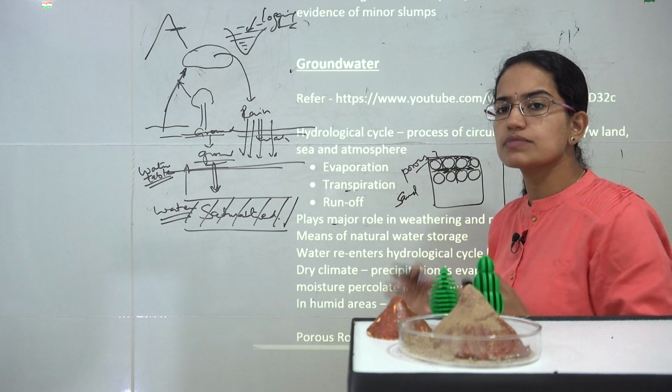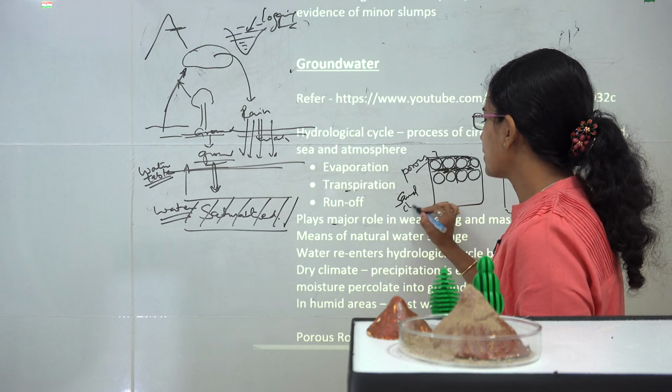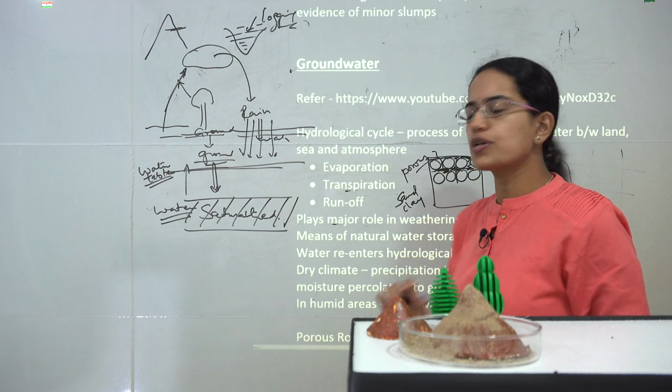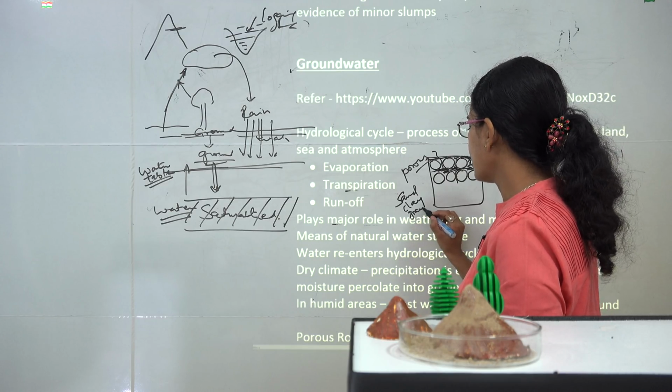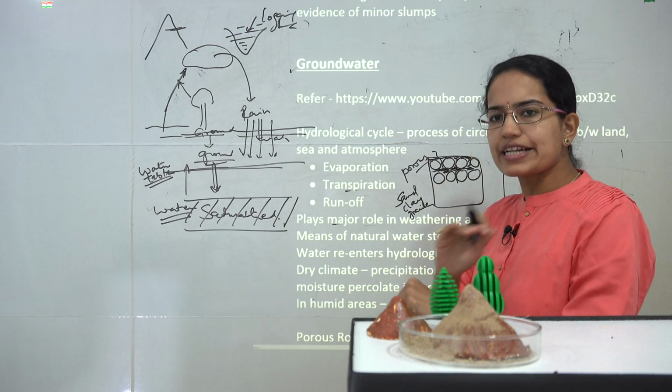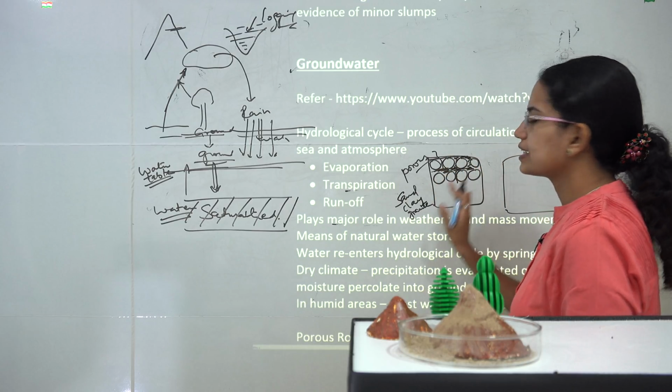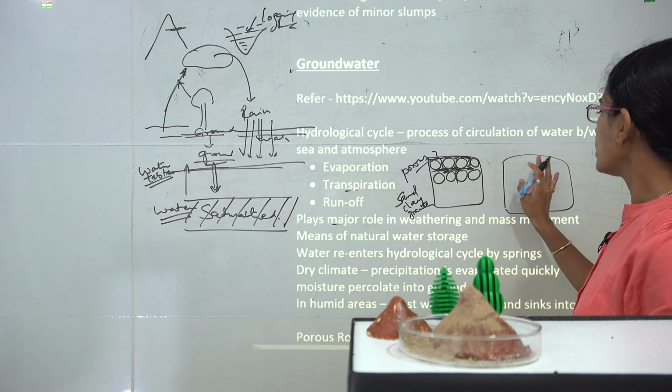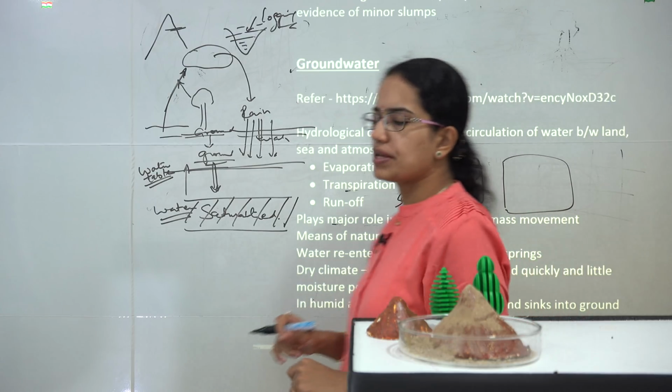A less porous but definitely porous rock would be clay. A non-porous example would be granite, where the particles are very tightly packed and there is no intermittent space that is seen. On the other hand, you have permeability.